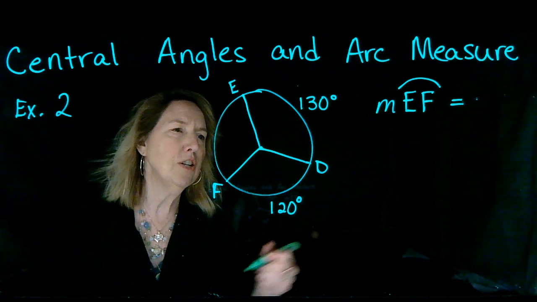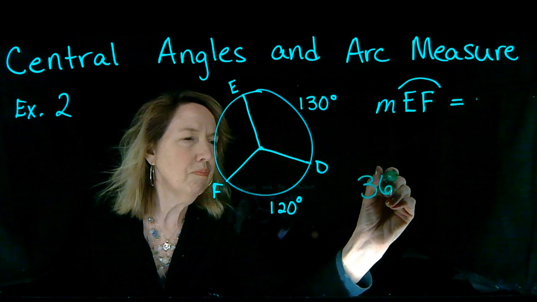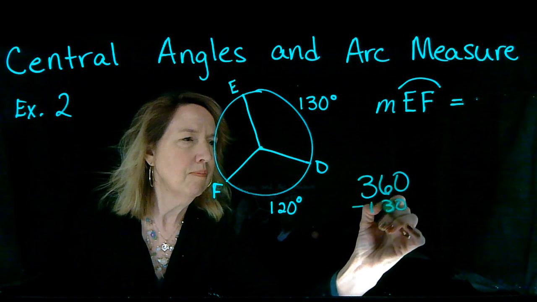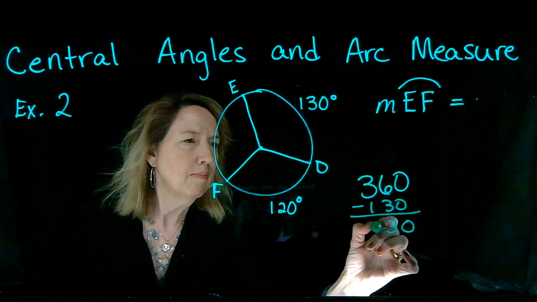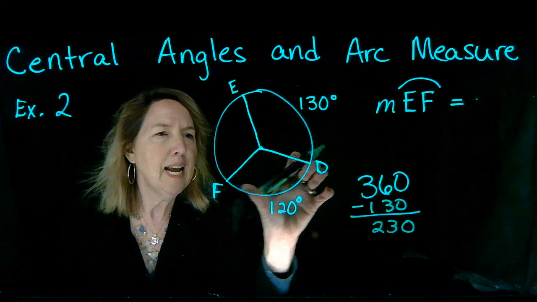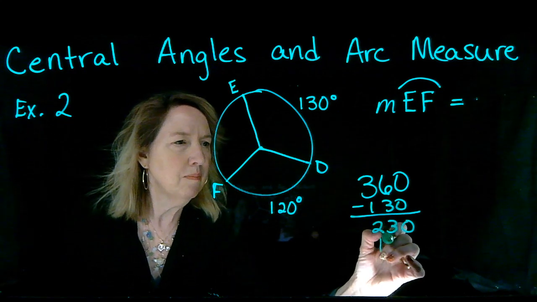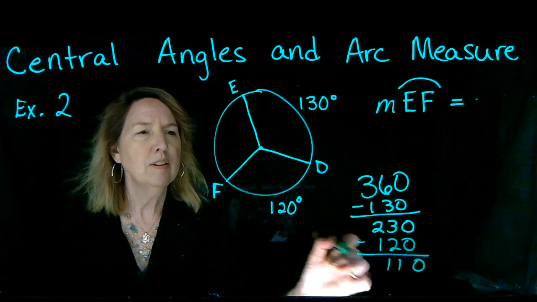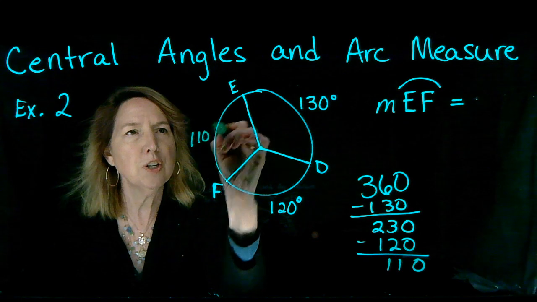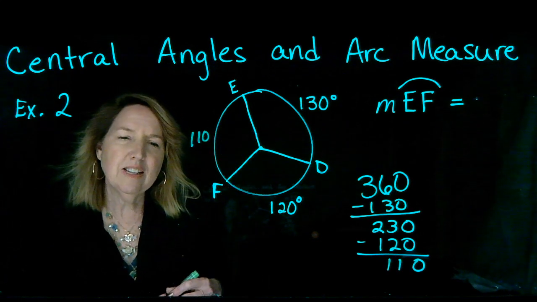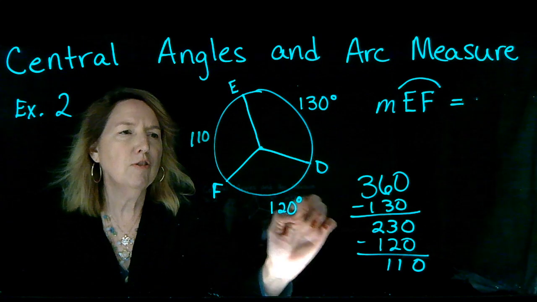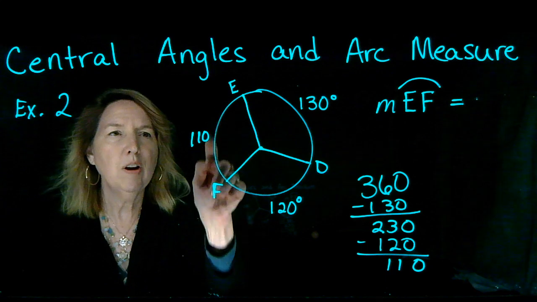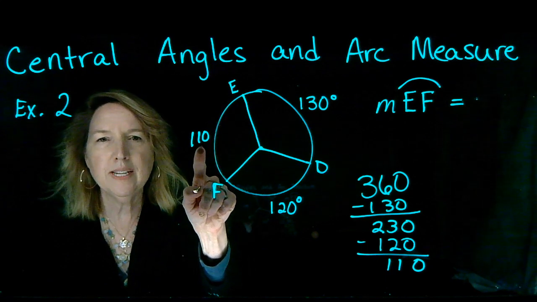All right, all we need to do is take the total, 360 degrees. Let's subtract 130. Take this, subtract 120. And what remains must be the arc measure from here to here. And the reasoning, the logic behind that is, if I add these three together, I should get 360 degrees. So that's how I know this must be 110. They have to add up.